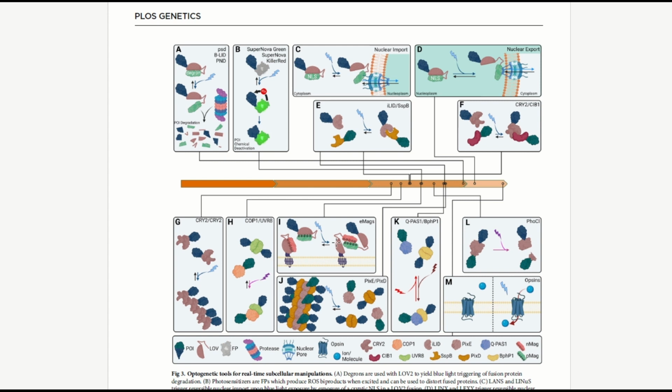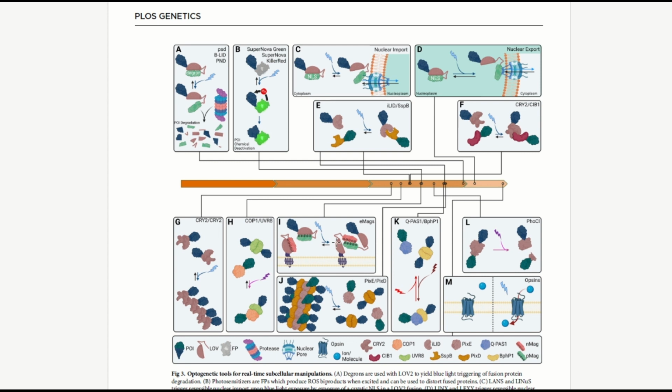Another tool derived from Vivid is LightOn, which uses Gal4 fused to Vivid and a p65 activation domain, GAVP, to induce dimerization and activation of UAS target gene expression when exposed to blue light.